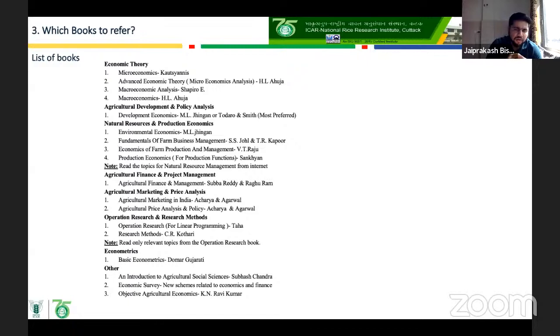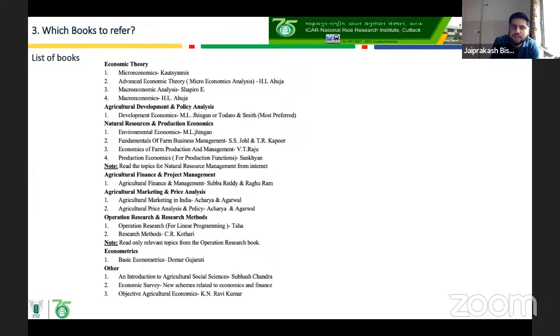Here you will get the transportation problem, the assignment problem, this kind of thing, which can be asked in your examination. Apart from that, for objective questions, there is one book, Objective Agriculture Economics by K.N. Ravi Kumar. You can definitely refer to this book, but I am not sure whether questions will appear from this book or not, because it depends on the question paper setter where he is setting the questions from. But you can definitely practice by following this book.